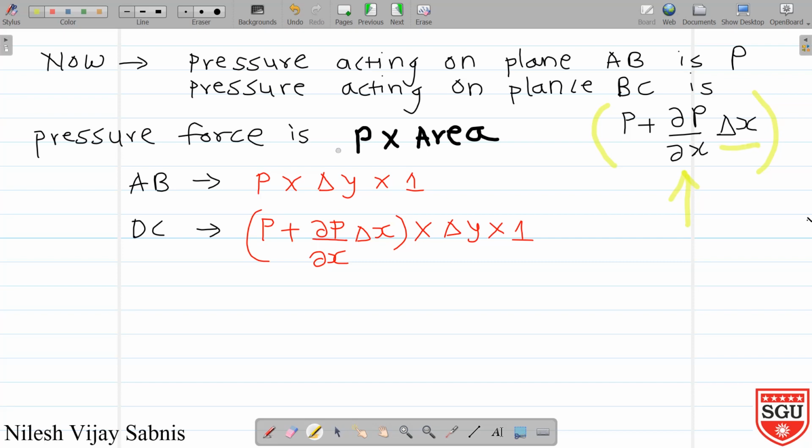Pressure force can be calculated by using the formula P, that is pressure into area. So pressure force on AB is pressure multiplied by area of AB, that is nothing but delta y into 1. And similarly on plane DC the pressure acting is this and area is the same, delta y into 1.